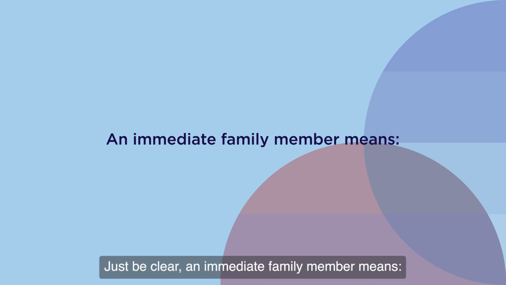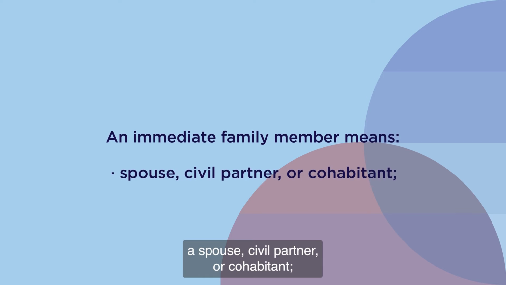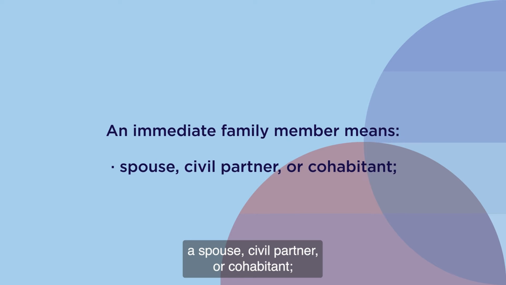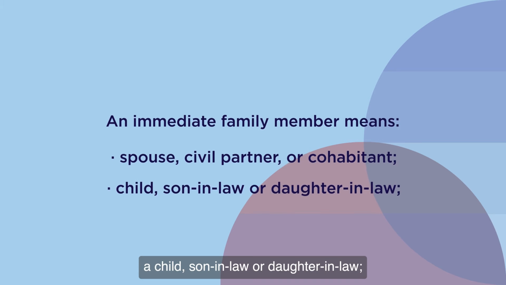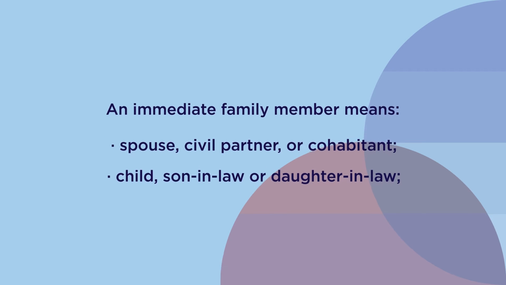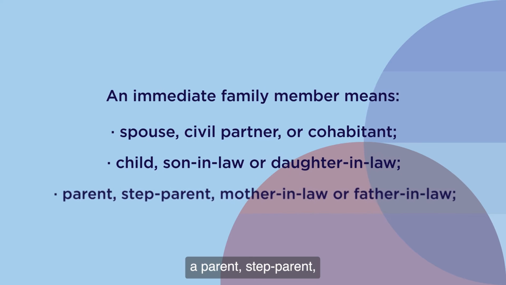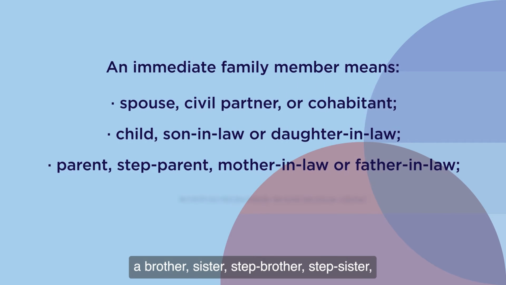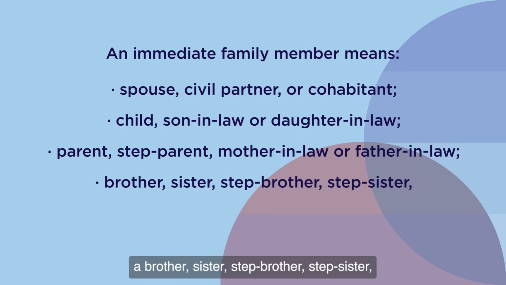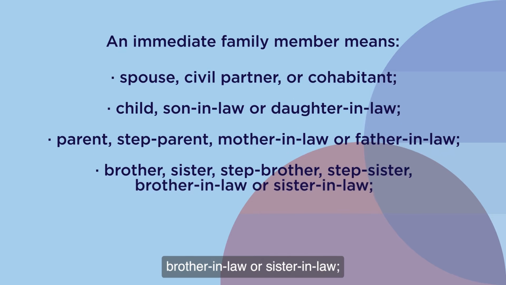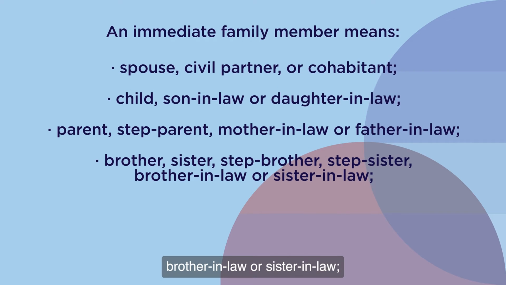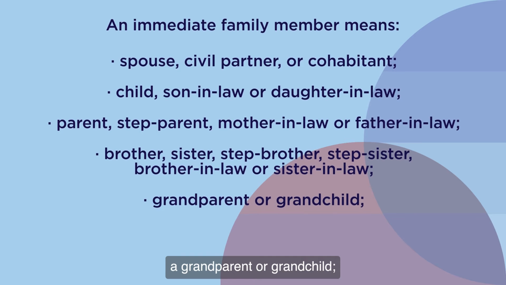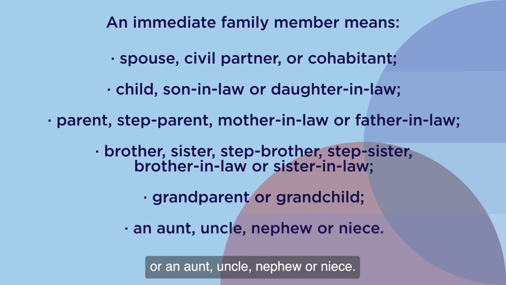Just to be clear, an immediate family member means a spouse, civil partner, or cohabitant, a child, son-in-law, or daughter-in-law, a parent, step-parent, mother-in-law, or father-in-law, a brother, sister, stepbrother, stepsister, brother-in-law or sister-in-law, a grandparent or grandchild, or an aunt, uncle, nephew or niece.